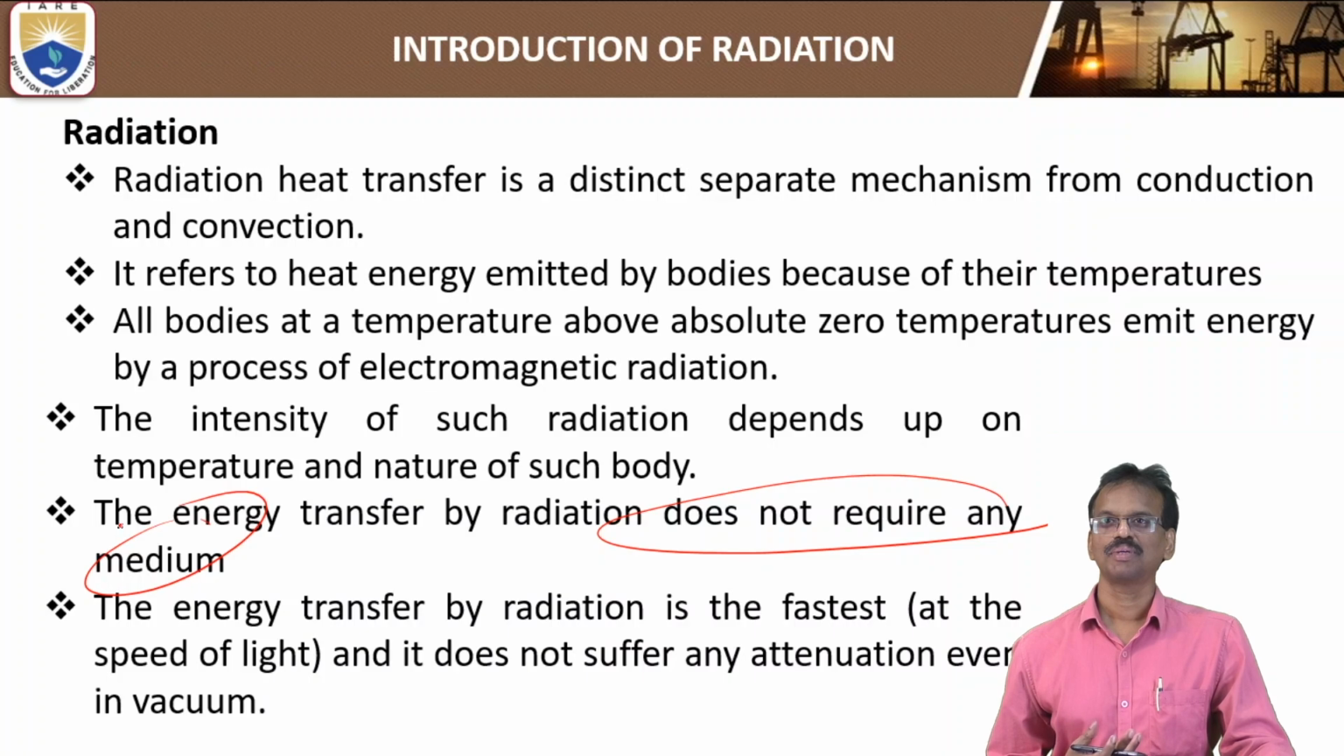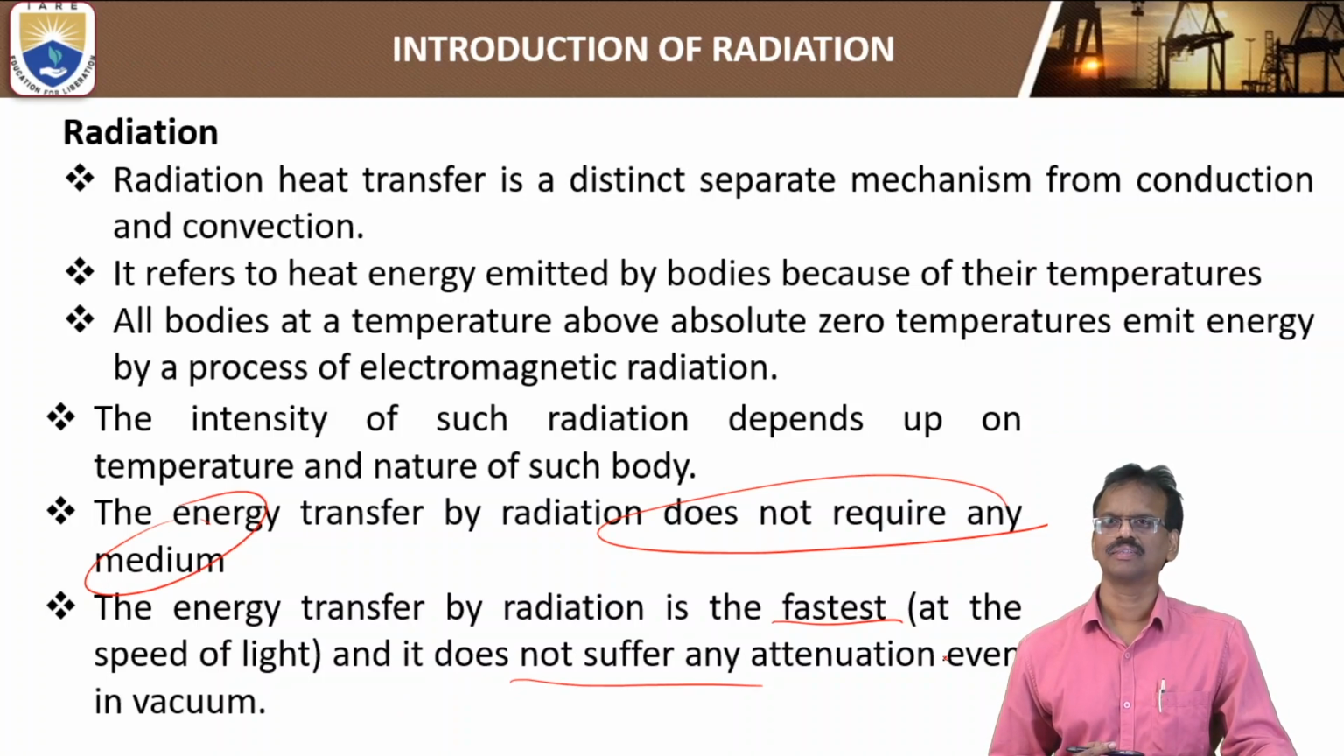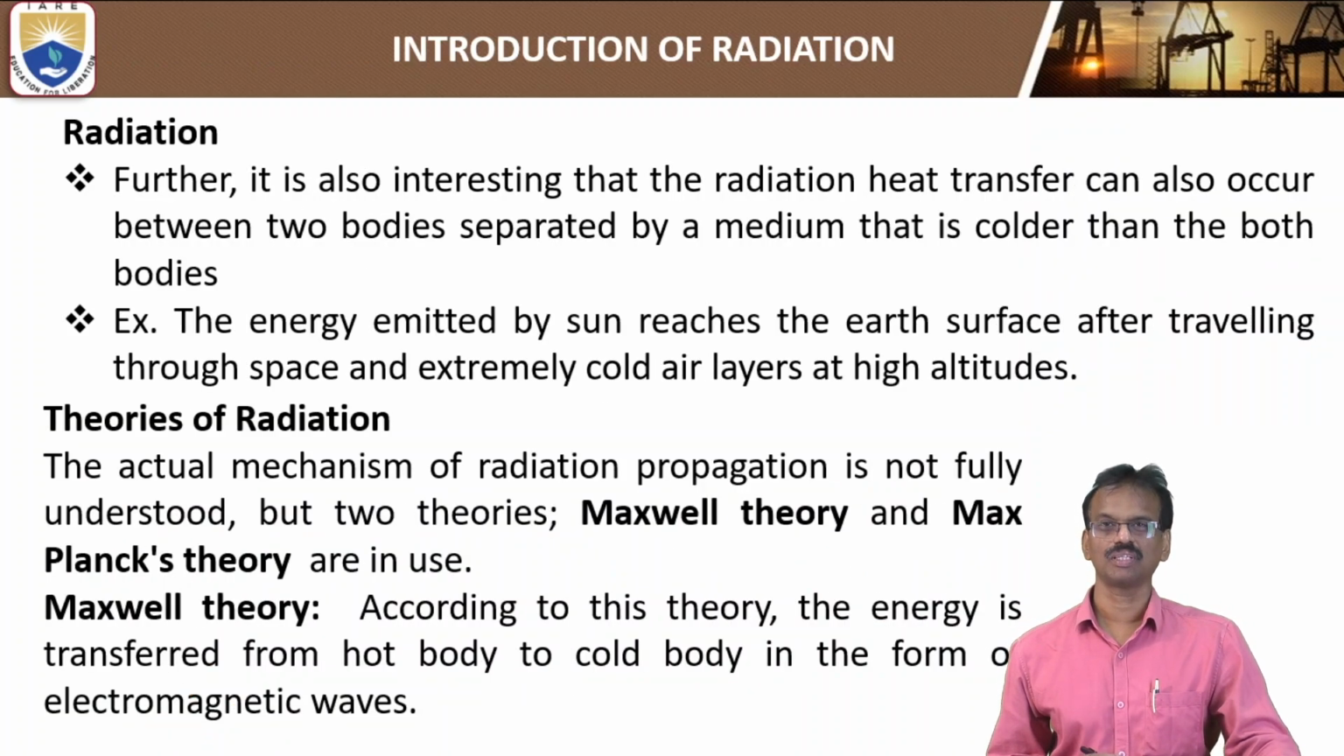The energy transfer by radiation is the fastest, and it does not suffer any attenuation even in vacuum. So there is no problem in the vacuum. The speed of energy by radiation is equal to the light velocity, that is 3 into 10 to the power of 8. You know 1 angstrom. This value was already covered in previous classes.